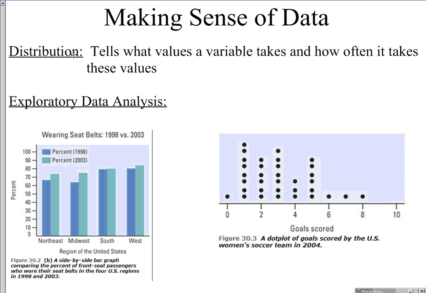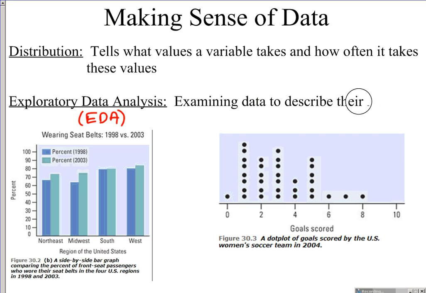Exploratory data analysis, sometimes abbreviated EDA. Exploratory data analysis is examining data to describe their main features. We have 2 different types of graphs down here. First one on the left is a simple bar graph for categorical variables. We have regions of the United States divided up in the Northeast, Midwest, South, and West. This is simply a side-by-side bar graph.